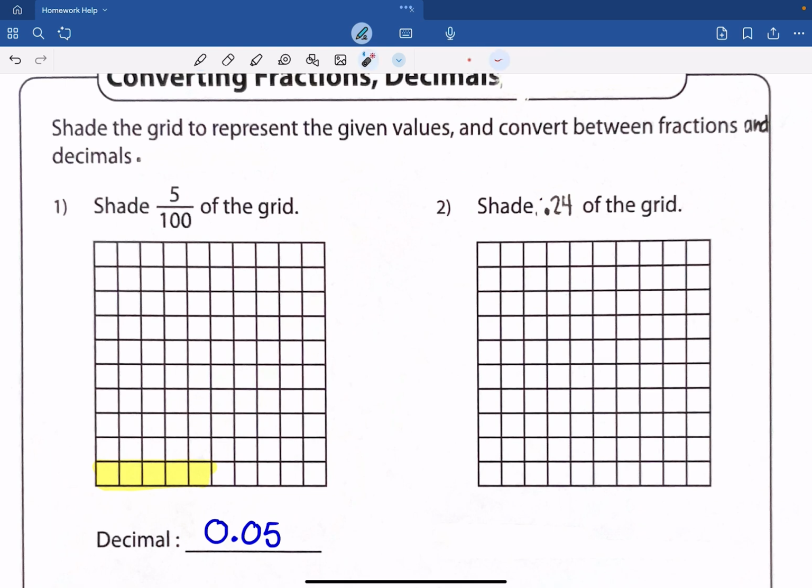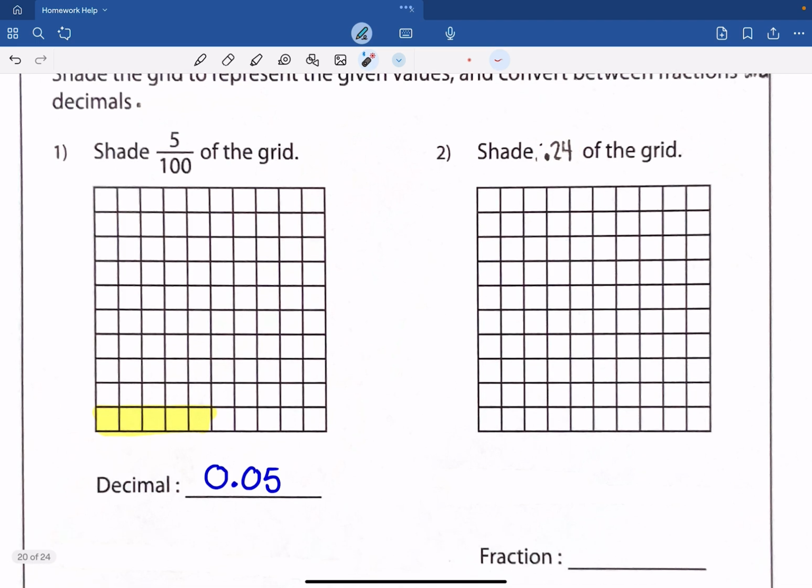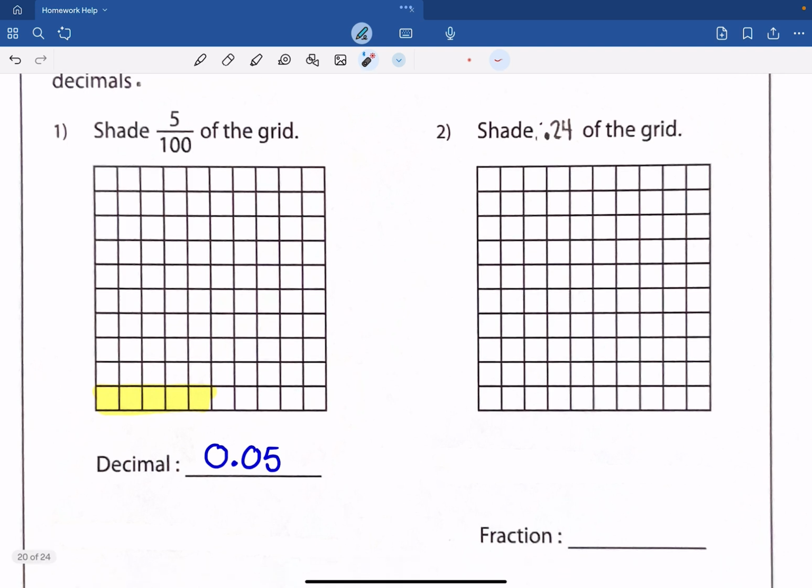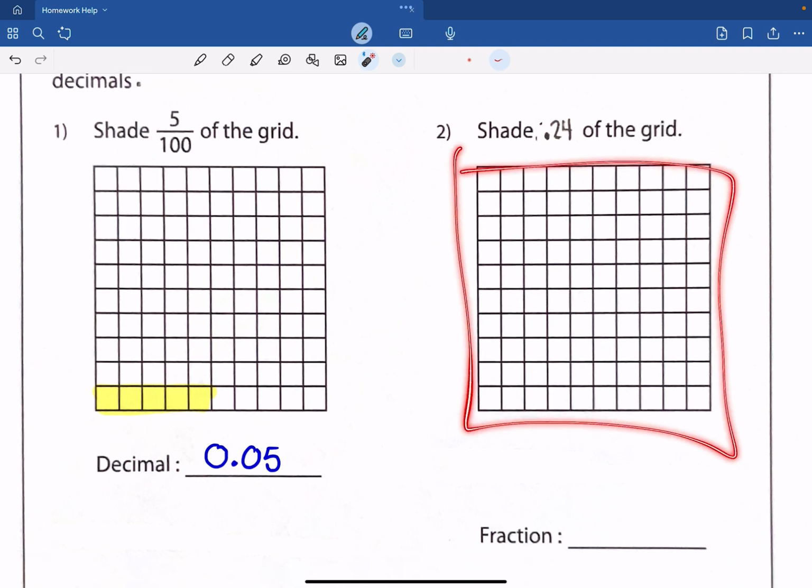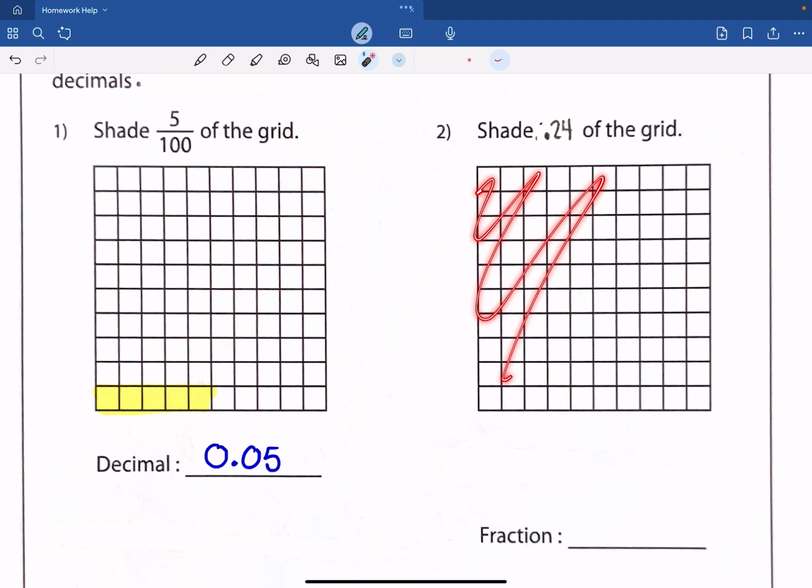Now we can take a look at number 2. This time it gives us a decimal amount instead of a fraction amount. So we're going to use that decimal amount, and then down here we're going to write the fraction. All right, so again, I have 100 small squares making up my whole large square, so these are hundredths, and I want to shade in 24 hundredths. So that's what I'm going to do.